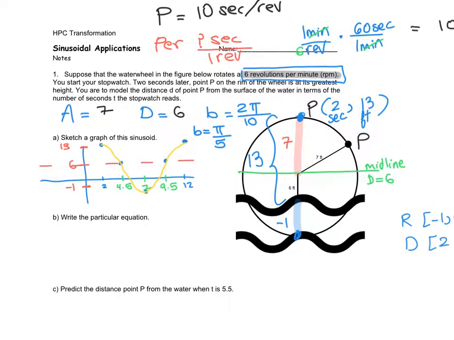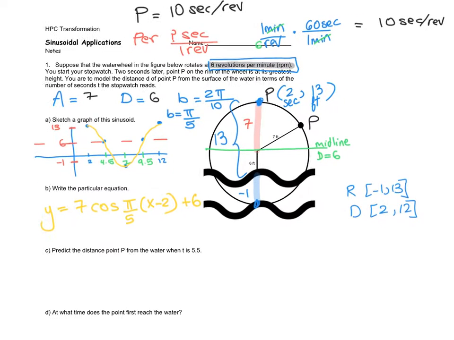Now if I want to write an equation, it's going to be y equals. You see how it looks like the parent function, so it's a +1. So a cosine, the b is going to be pi over 5. And now you see how it shifted to the right 2, so that's going to be x minus 2. And then there's the d, which in this case is 6, so +6. So that's the equation.